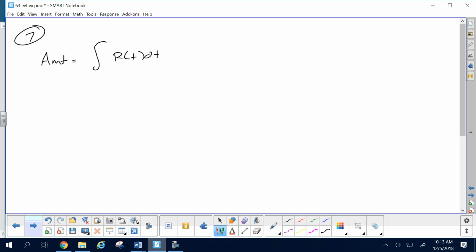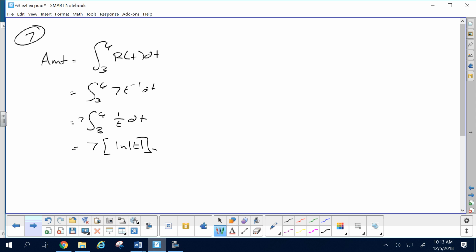Integrating a rate of change gives you an amount of change. So if I were to integrate R(t) from the 3rd hour to the 6th hour, and the function's actually not too bad. You could probably integrate this by hand. It's 7t to the negative 1st, which is the same as 7 times the integral from 3 to 6 of 1 over t. What's the antiderivative of 1 over t? Natural log of the absolute value of t from 3 to 6. So it's 7 times log of 6 minus log of 3.